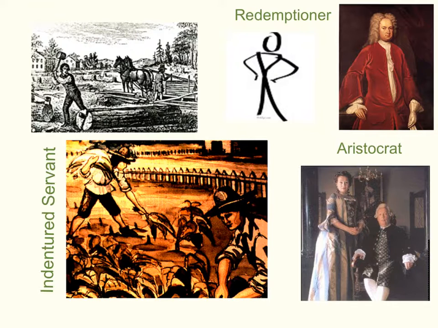A second group were called redemptioners. What's a redemptioner? These were people who were in Europe and wanted to come to the New World, but they didn't have the money to make it. So what they would do is they would get a free ride over to America, and hope that somebody would redeem them. Redeem them by paying the ship captain whatever money they owed. And then they would agree to work for that person for a certain amount of time. They were a redemptioner. And the third group was an indentured servant.